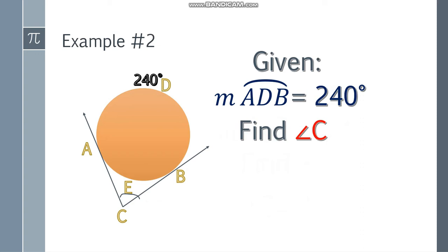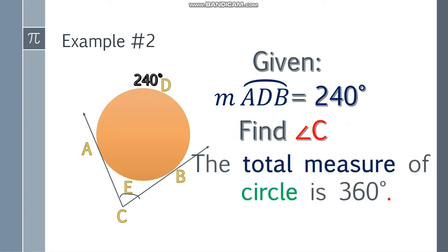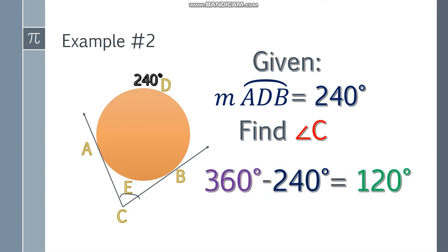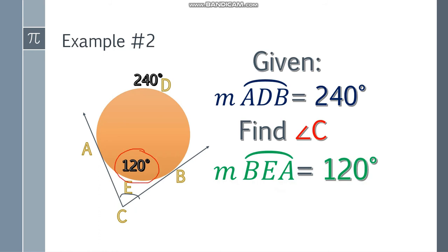We are given only the larger arc. So we only have one given. How are we going to find the measure of angle C? Now, let's take note that the total measure of a circle is 360 degrees. So to find the smaller arc, since we have only two parts of a circle here, the larger and the smaller, 360 minus 240 degrees. The answer is 120. So the measure of arc BEA is 120 degrees.